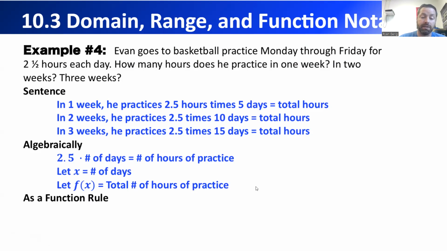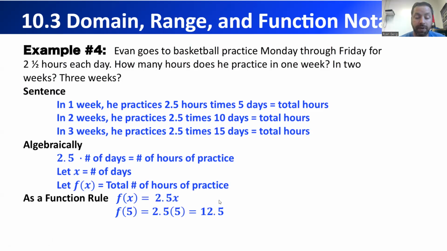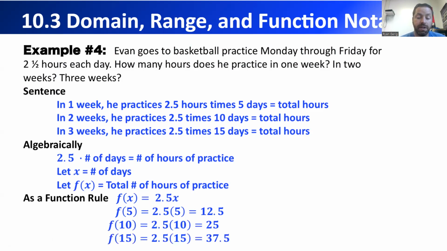So when we write it as a function rule, you get f of x, or the total number of hours of practice, is equal to 2.5 times the number of days. And then you can figure out, in 1 week or 5 days, 2.5 times 5 is 12.5 hours. 10 days is 25 hours. And 15 days is 37.5 hours. You can see you get multiple data points there.